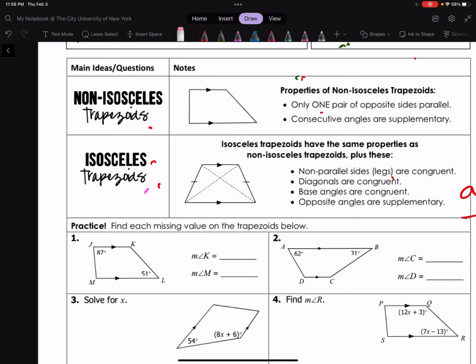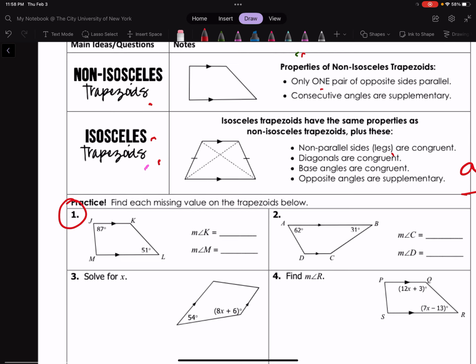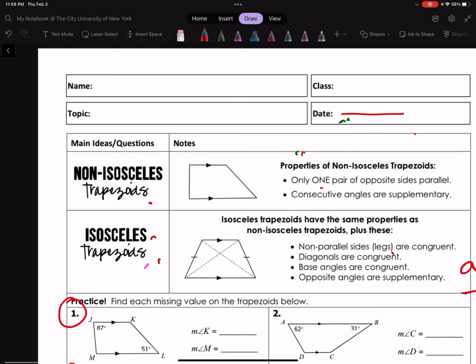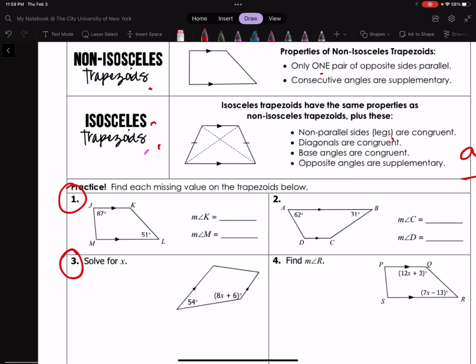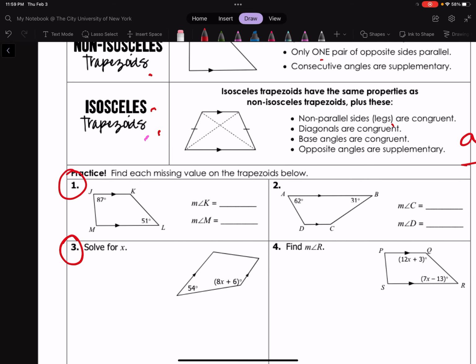So let's start solving. Let's practice. I'll be explaining this one, this three. This is page number 19 in your packet, page number 19. Okay, so we can see that one pair is parallel, so that's a trapezoid. But if you look at it, the non-parallel sides are not congruent.